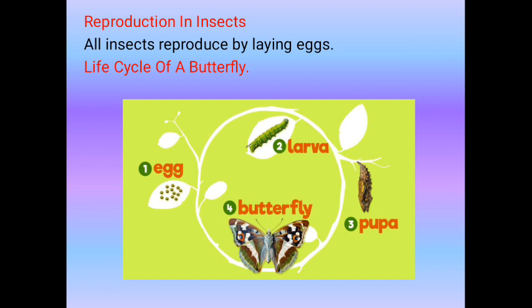Reproduction in insects. All insects reproduce by laying eggs. As you can see in the picture, there is a life cycle of a butterfly. It has 4 stages: egg, larva, pupa, butterfly. So let's discuss. In the first stage, that is egg, the female butterfly lays eggs in a cluster on the upper surface of a leaf.